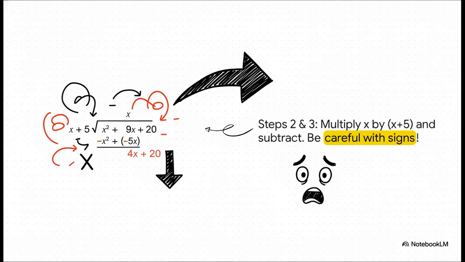Now, this next part is maybe the most important part of the whole process. We have to subtract that entire thing. Putting it in parentheses is a great way to remember that you're subtracting both terms. So x squared minus x squared is 0, and 9x minus 5x gives us 4x.